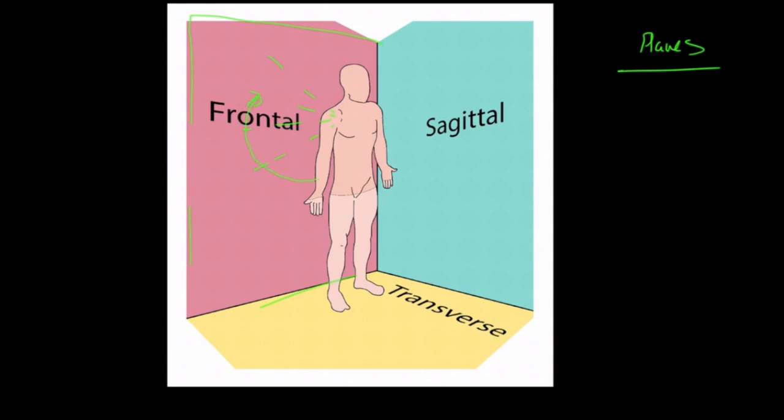If, however, they flex their shoulder, it's moving along the sagittal, single G, double T, plane, the sagittal plane, as would be any form of flexion or extension.